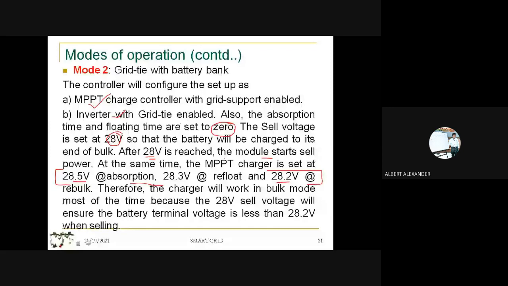Okay, so we can understand now that the charger will be working in the bulk mode, because most of the time, when the battery reaches 28 volts, it starts selling. So we have to ensure that the battery terminal voltage should be less than 28.2 volts while selling. What does selling mean? Selling means giving the power to the grid.